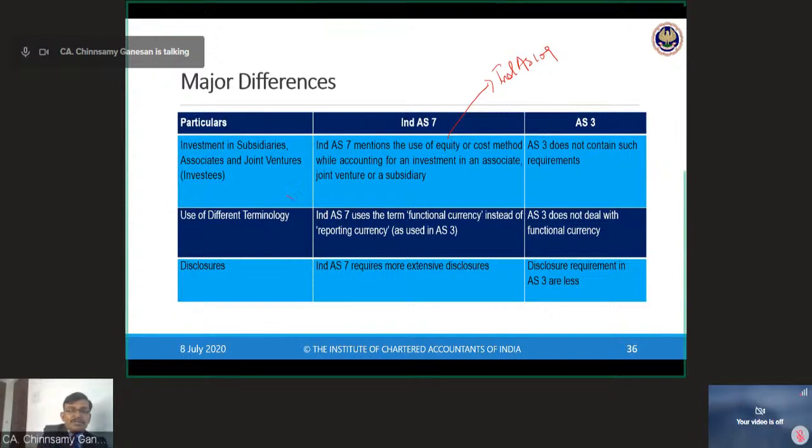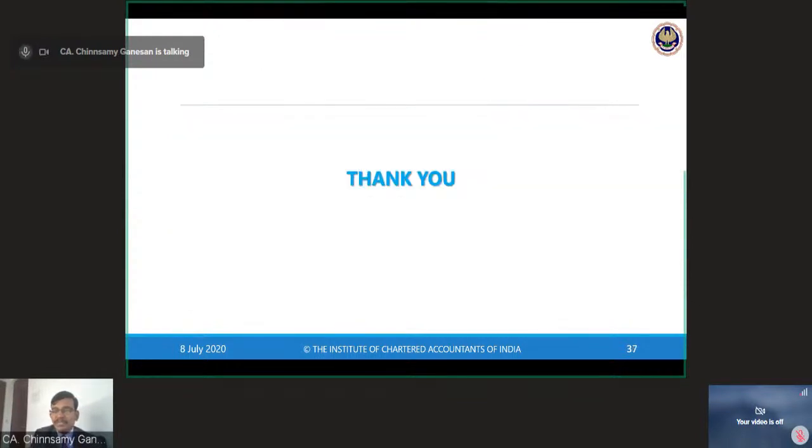Different terminology is being used. For example, we are talking about functional currency, whereas AS 3 is talking about reporting currency. It does not deal with functional currency. It talks about reporting currency. Disclosures are more extensive here, but it is not like that in AS 3. This topic is over.